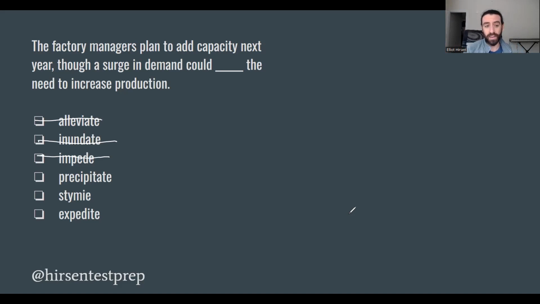Stymie is the synonym of impede that I was talking about. To stymie something would mean to block it or slow it down, get it all stuck in the mud. So I'm going to get rid of that one. And that just leaves expedite. And expedite exactly means to speed something up, or both precipitate and expedite might mean to accelerate something. But in any case, these are two great synonyms. A surge in demand could precipitate or expedite the need to increase production.